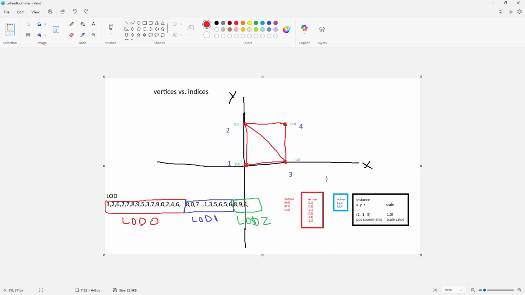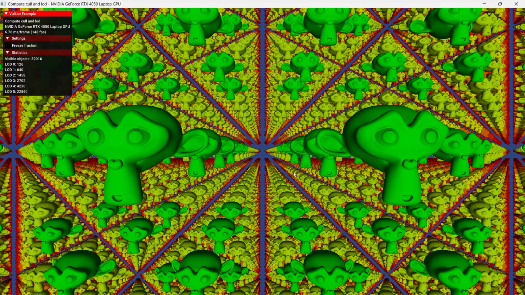If I gave you only indices and instance data, would you be able to create what we see right here? If I only gave you indices and instance data, would you be able to create what we have here exactly as it is? And the survey says the answer is absolutely not. You would not be able to create what we have here at all.